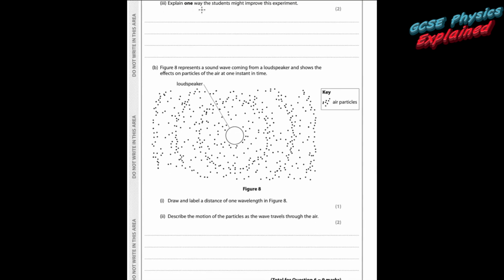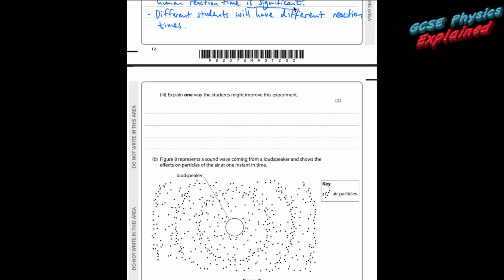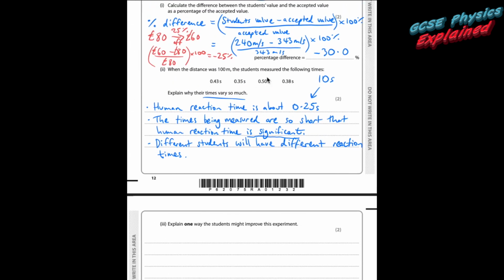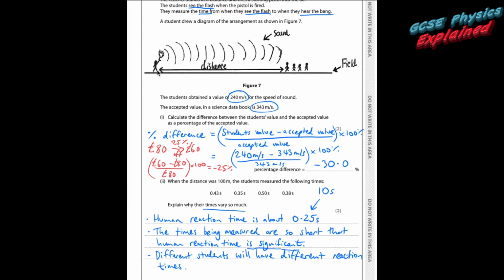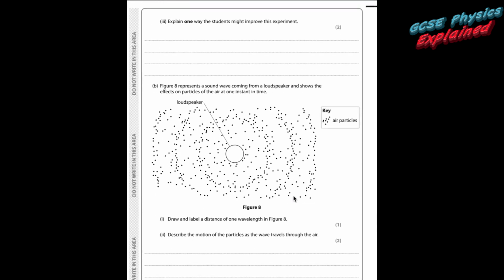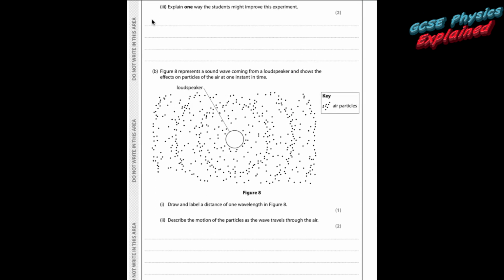Part 3. Explain one way the students might improve this experiment. Right, you need to try to increase the amount of time. If we can make these readings bigger, then our reaction time won't be as significant. Now, how do we make these times bigger? We need to make this distance from the teacher to the students bigger. Bigger distance means it'll take a longer time. And that means our readings of the time will be more accurate.